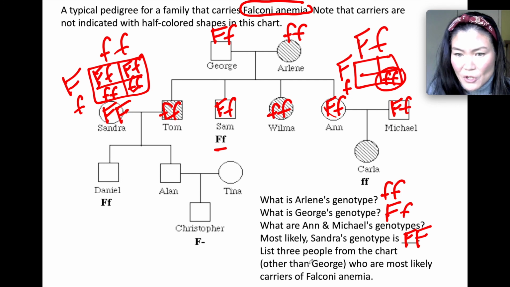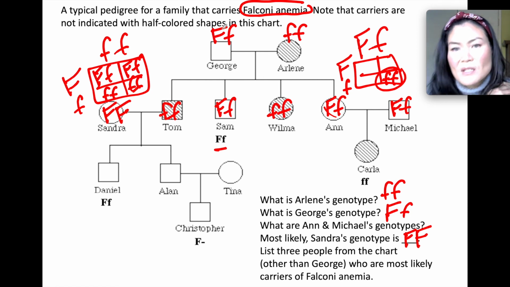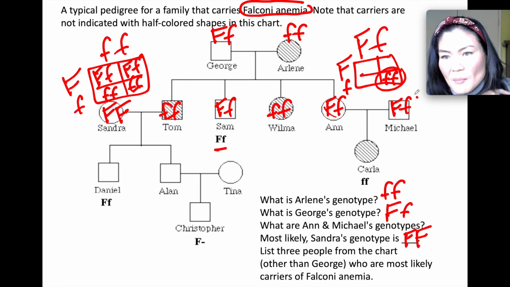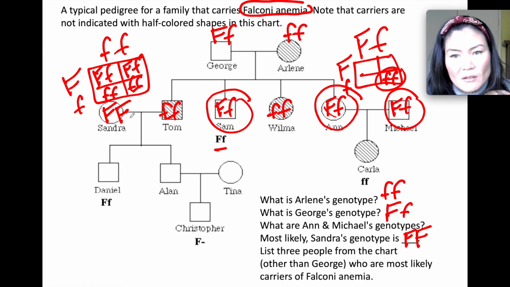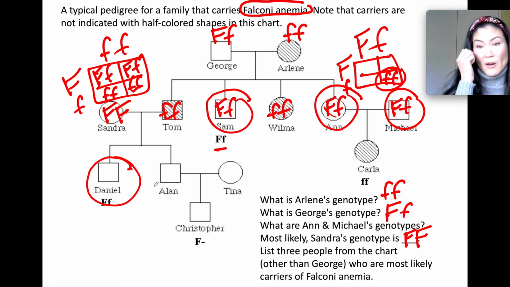List 3 people from the chart other than George who are also most likely carriers. Okay, so we said George is a carrier. We said Michael's a carrier. Anne's a carrier. Sam's a carrier. Daniel's a carrier. So those are the people that are carriers.